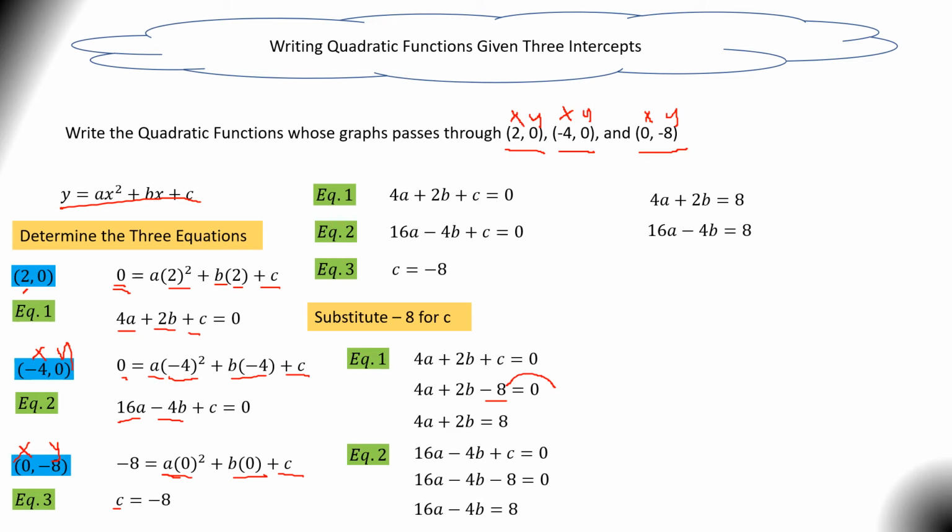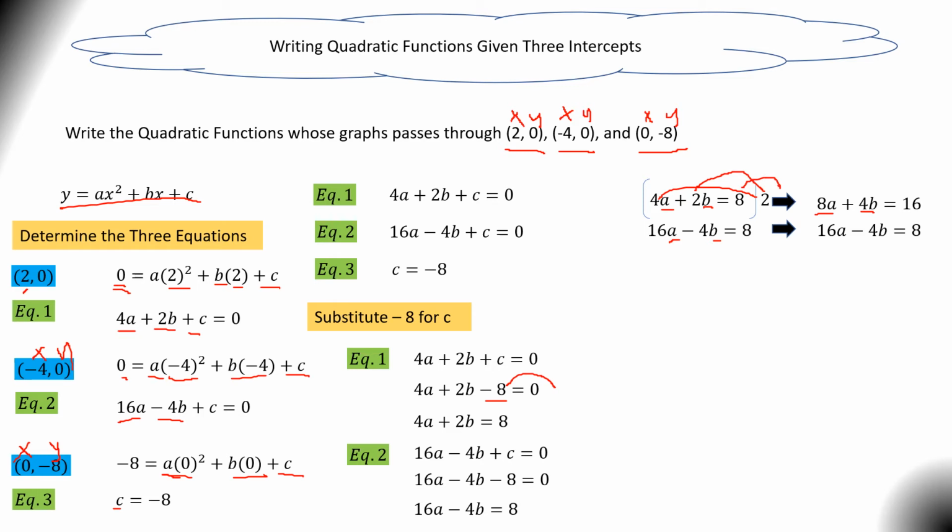Okay. Mapapansin natin, ang numerical coefficient ng a ay 4 at 16. So, hindi po sila magkaparehas. Not the same. Ganon din po ang numerical coefficient ng b, 2 at negative 4. So, para po maging same sila, i-multiply po natin yung 4a plus 2b equals to 8 ng 2. Okay, ayan po siya, no? So, 4a times 2, 8a. 2b times 2, 4b. Then, 8 times 2, 16.